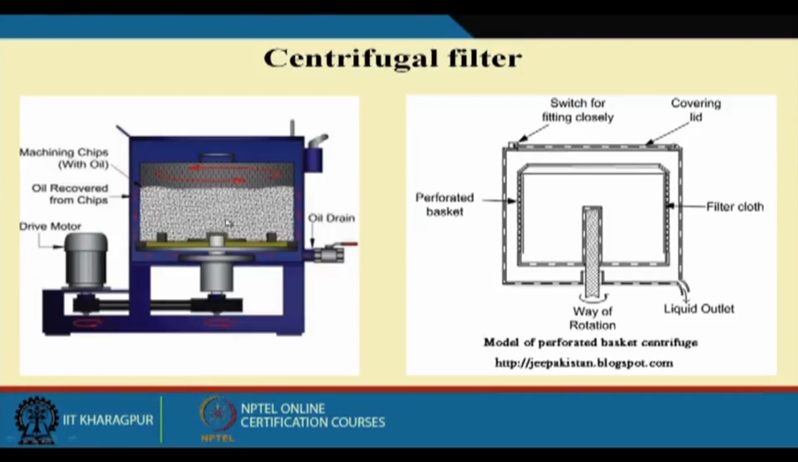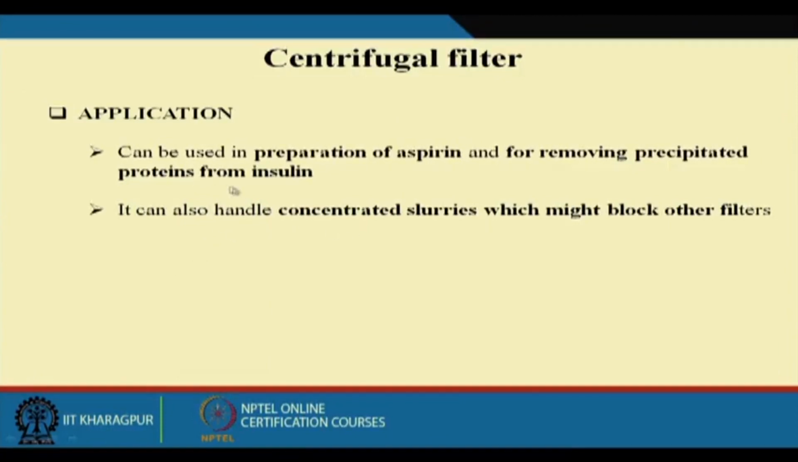Let me show you this. This is actually the centrifuge where you take your material, and when you rotate it at very high speed, this is the perforated basket, and this is embedded with the filter cloth. So when the solid material strikes the surface, the liquid comes out through this perforated basket and goes out. Then when the solid is accumulated, you take the filter cloth out and separate the solid material. So it can be used in the preparation of aspirin in the pharmaceutical industry, and for the removal of precipitated protein from insulin. As you know, insulin is a kind of recombinant protein we usually produce through the fermentation process, and it can also handle concentrated slurry which might block other filters.